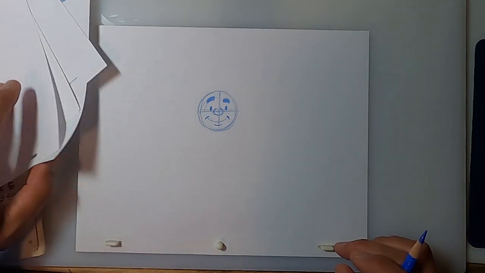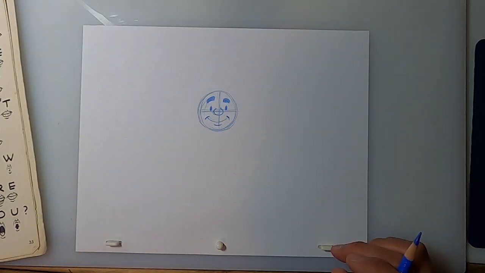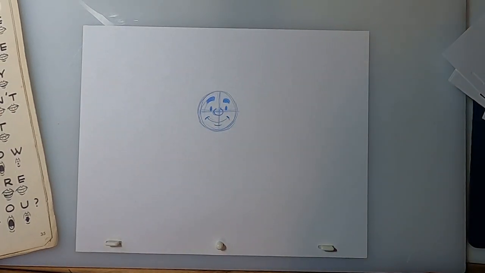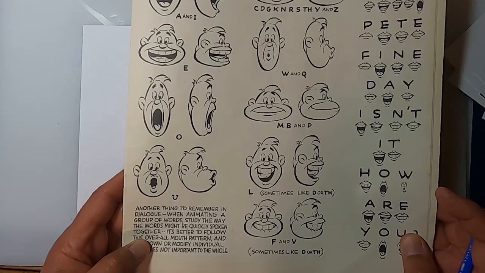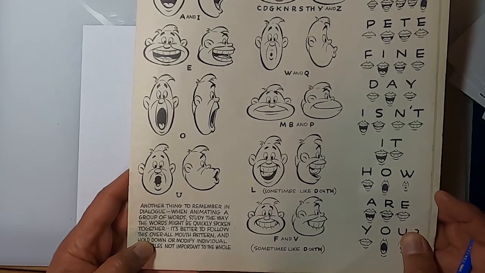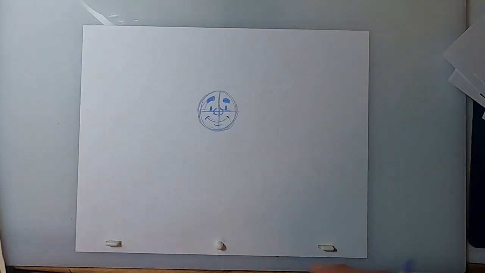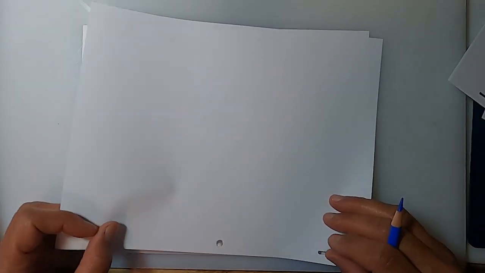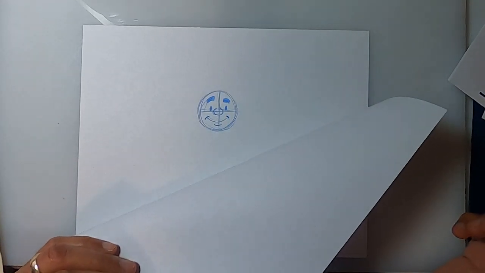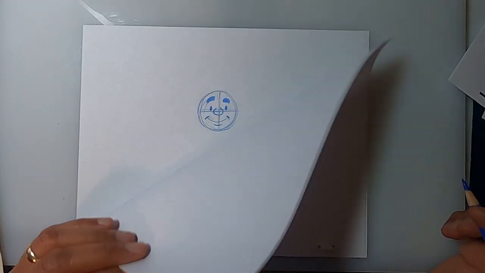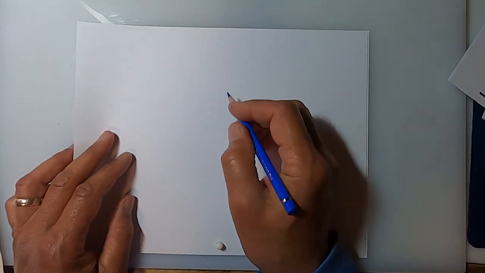Okay, let's look at making character speak. And we looked at this page in Preston Blair's book last time. So let's expand on it. And we've got a simplistic head here with the mouth closed. And let's see the next drawing. We start with that. That's an A mouth or closed mouth.